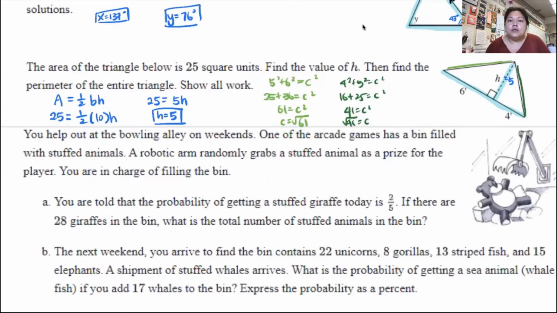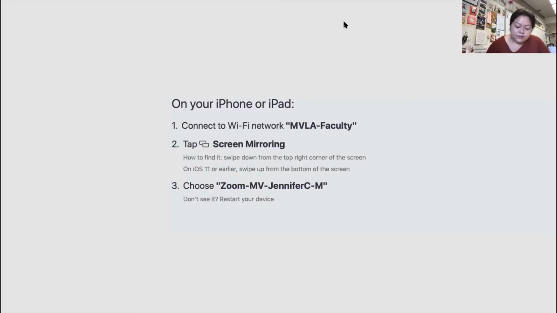Oops, apologies. I don't know why it's not showing up. Give me a minute here. Sometimes when I zoom in and zoom out, it does weird things to me. So give me a second here.